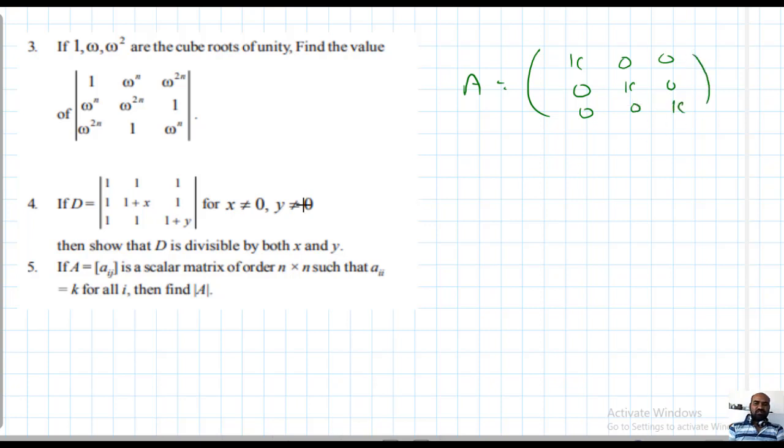This is the given matrix. We want to find the determinant. The determinant is the product of the principal diagonal elements only. So k into k square minus 0 plus 0 into something minus 0 into something plus 0 into something. So finally what happened? k cube. For a scalar matrix, the determinant is nothing but the product of the principal diagonal elements, just like a lower triangular matrix or upper triangular matrix. So the answer is k cube.